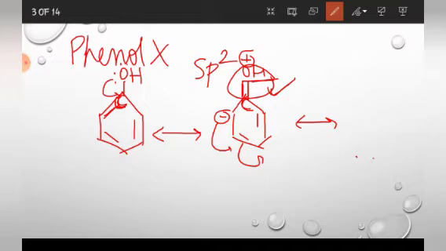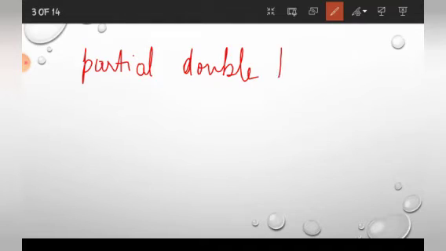So the question can come: why phenol cannot be used for preparation of haloarenes? What is the main reason? You will write down: because carbon oxygen bond in phenol has a partial double bond character. This will be your main reason, partial double bond character.